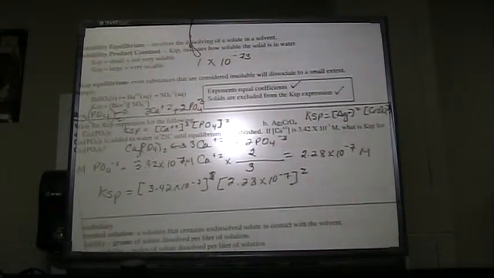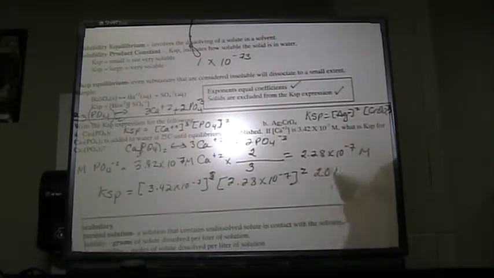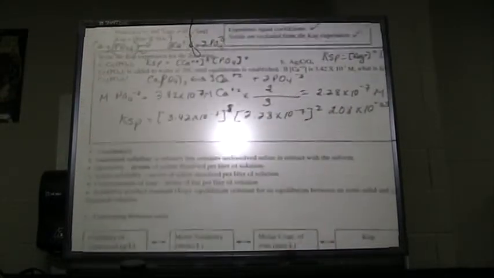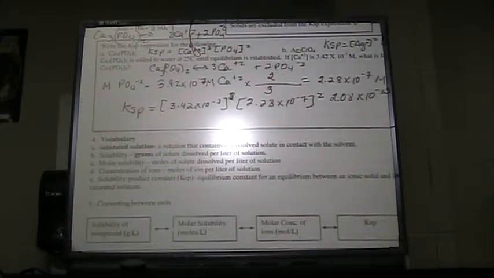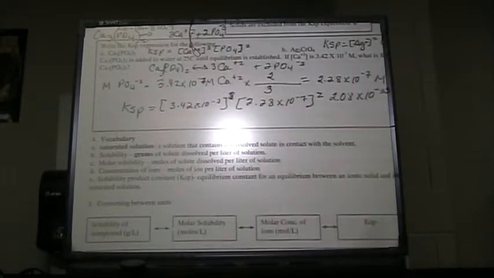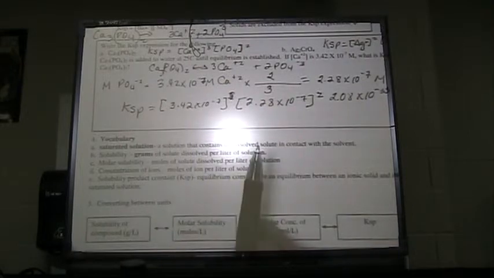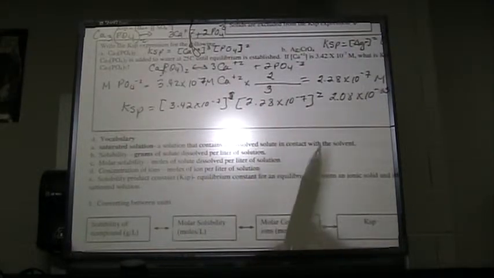2.08 times 10 to the negative 33, which means this is not all that soluble, is it? No. Okay. Let's go over some vocab, most of which you know. Now you need to just put it into context with the KSP. A saturated solution is a solution that contains undissolved solute in contact with the solvent.